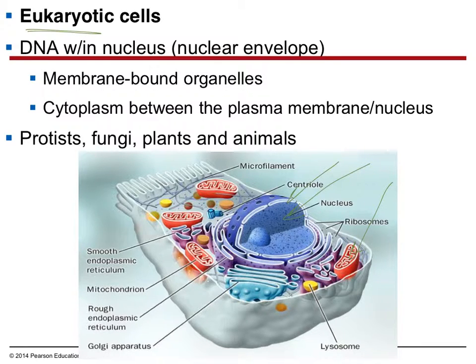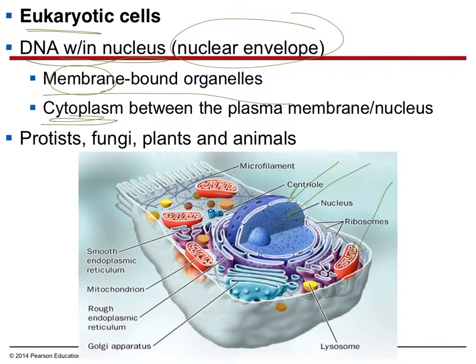So the DNA is in the nucleus. Within that nuclear envelope, there are other membrane-bound organelles like the mitochondria, the smooth endoplasmic reticulum, the rough endoplasmic reticulum. There's something called the Golgi apparatus. There are lysosomes, etc. These all can have a membrane that bounds the borders of these organelles. There is cytoplasm or cytosol between the cell membrane or plasma membrane and the nucleus.